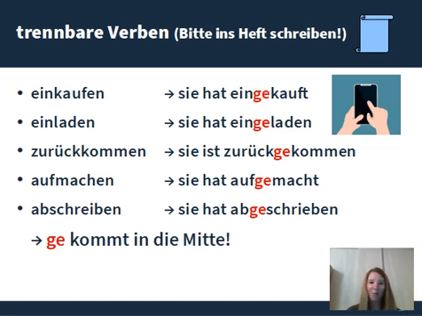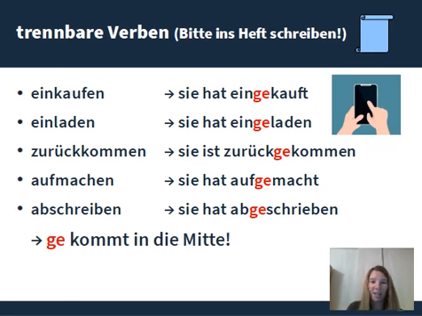Was passiert hier? GE kommt in die Mitte. So if you look here, I highlighted the GE, one of the signals for perfect, in red. And why? Because it seems to be in the middle of the verb, okay? This is one way to remember it. GE with trennbare Verben is in the middle of the verb, not in the beginning, okay? So please write this down in your notebook. Take a picture of your notebook.